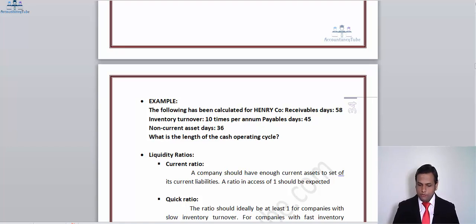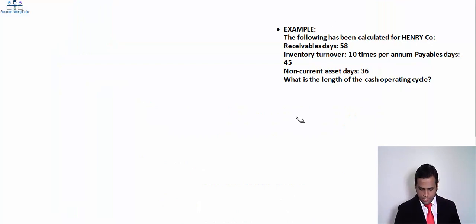The following has been calculated for Henry Co. Receivables days 58, inventory turnover 10 times per annum. And then we've got payable days of 45 and non-current asset days of 36. And the question requires us to find the length of the cash operating cycle. So let's compute that. I've already put the example over here.